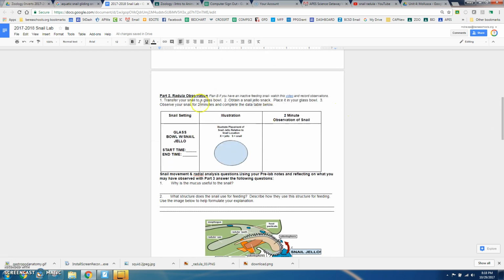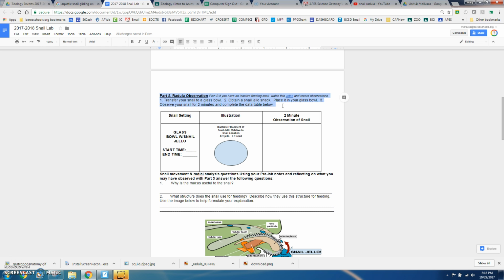The second thing we're going to do is observe the radula. So you're going to take your snail from the Olympic race lane, put it in a glass bowl, and then you're going to get a snail jello snack. I got the recipe online. It's basically spinach and gelatin. So it's like little jello pieces of spinach, and it's been blended. So it's like a perfect snack for the snails.